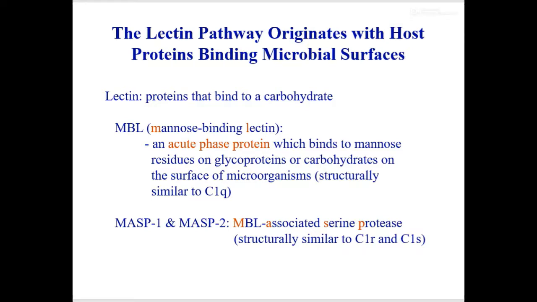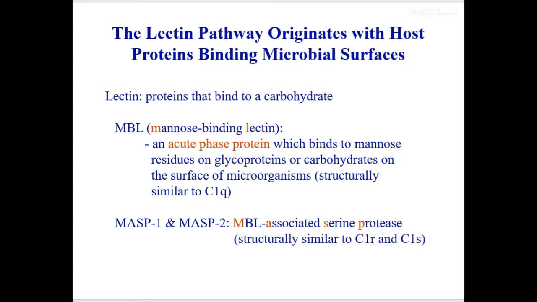Mannose residues will be found on the surfaces of microbes, and onto these mannoses the mannose binding lectins, or the proteins called MBLs, bind. These are in fact acute phase proteins, and they will bind onto these mannose residues found on the surface of certain microorganisms. And these mannose binding lectins are structurally similar to C1q. In the classical pathway, we had seen the C1q.